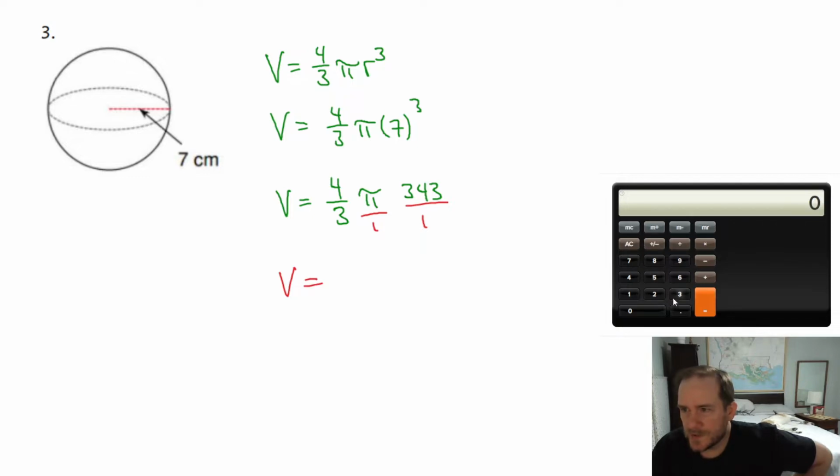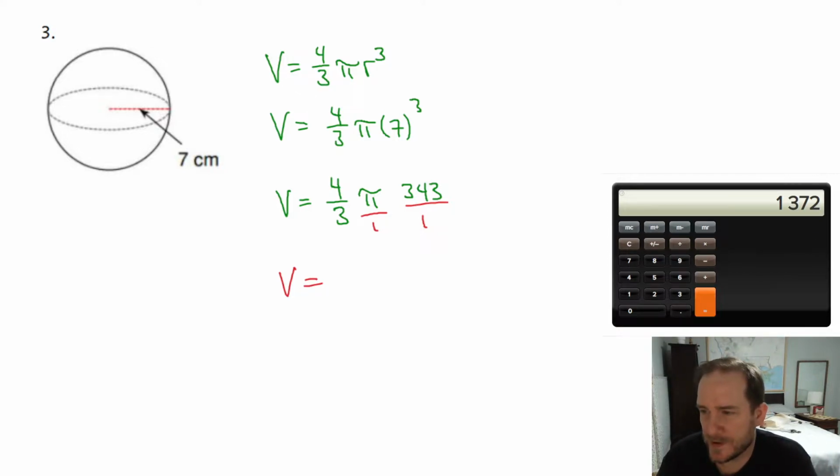So I go 343 times 4 I get that number, 1,372. Now I see I'm going to want to divide by 3 also. So let me just try that now. If I try to divide by 3, it doesn't work. It doesn't come out cleanly. So that means that we want to keep that old answer, the 1,372. That'll be part of our answer.